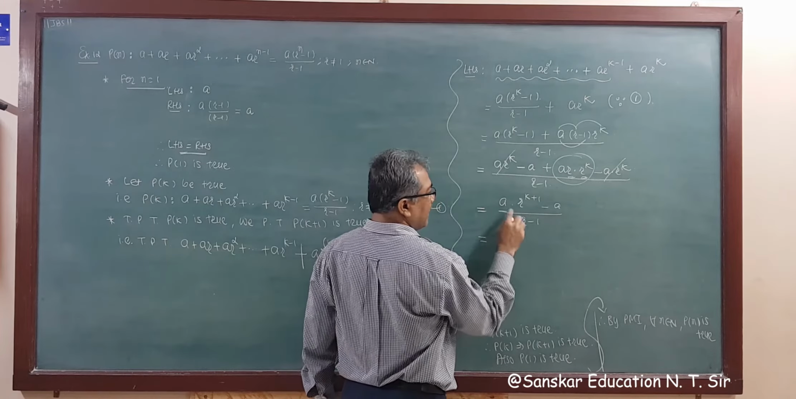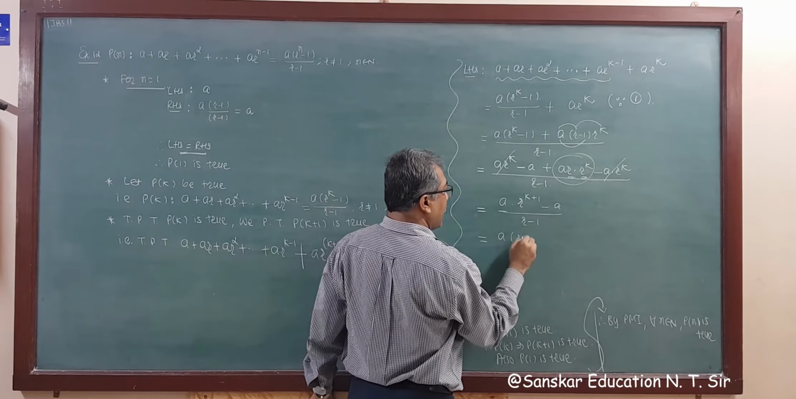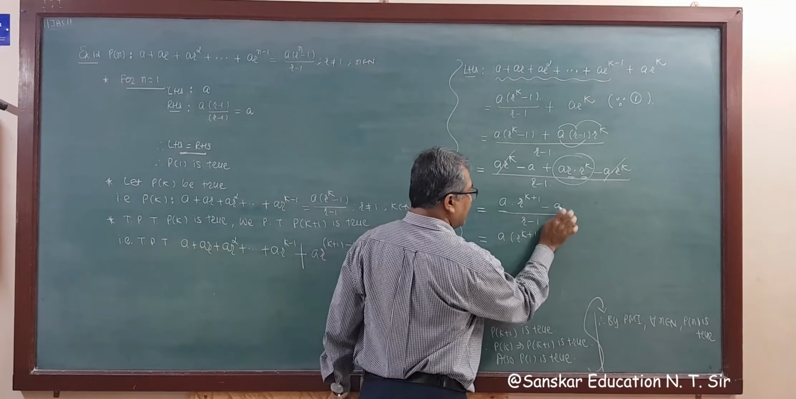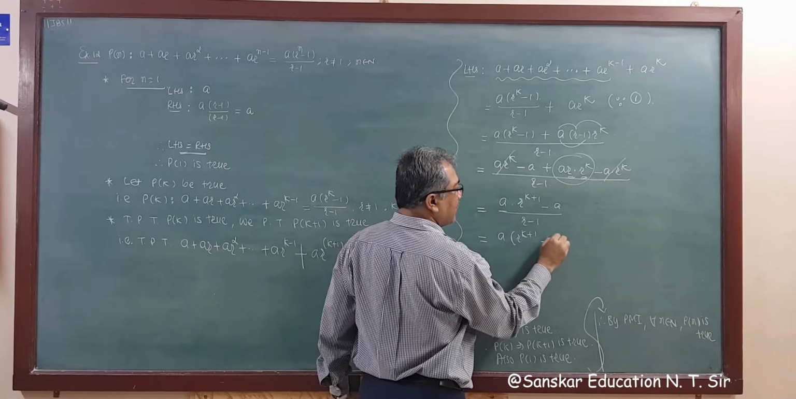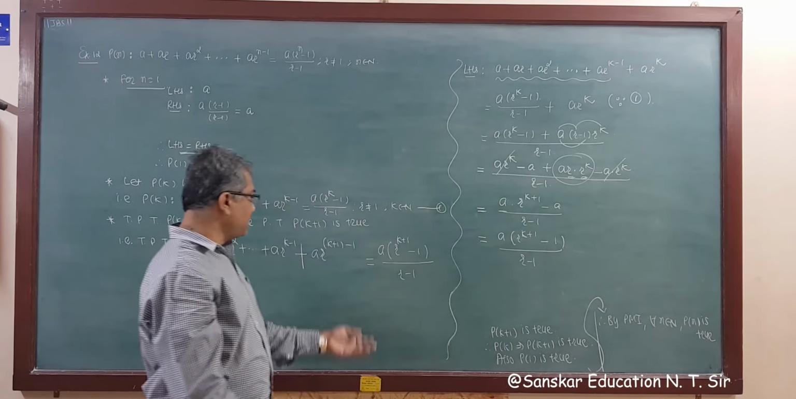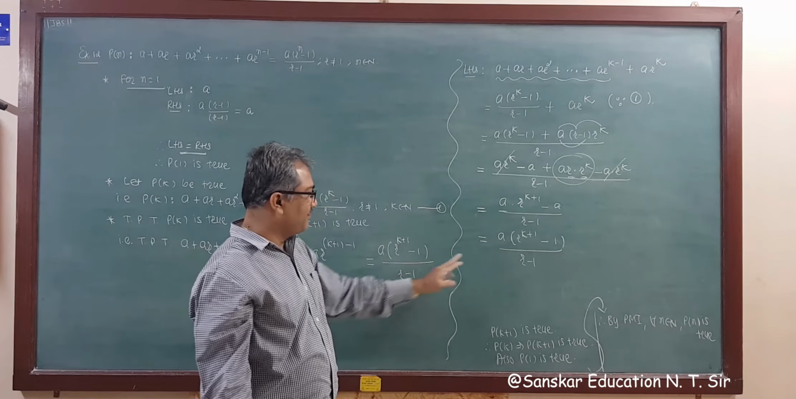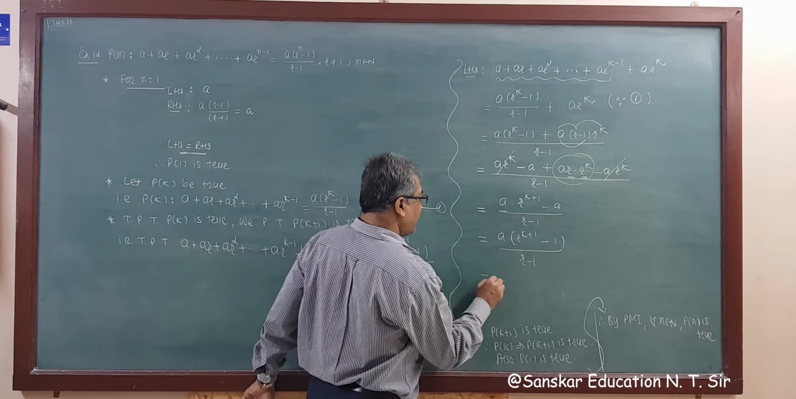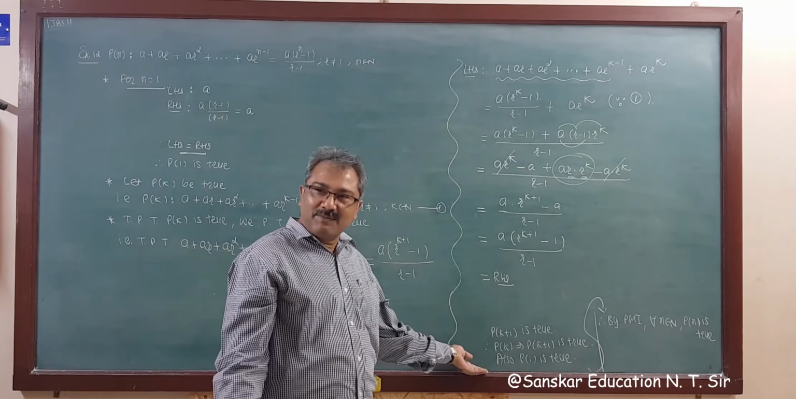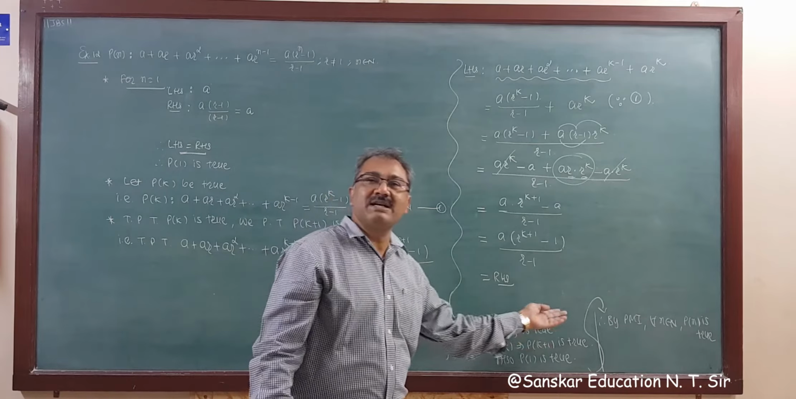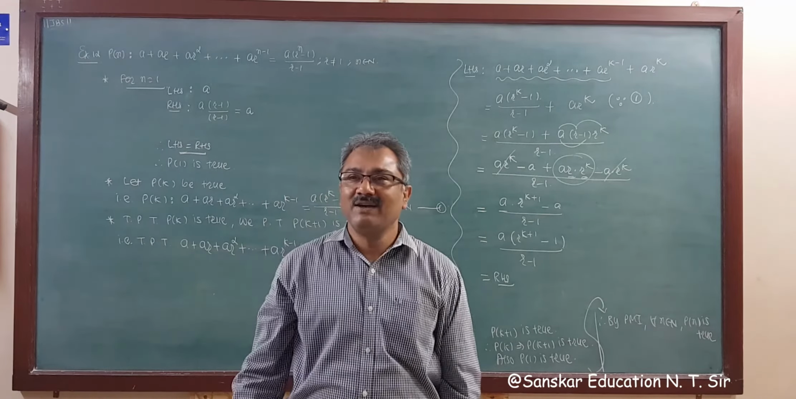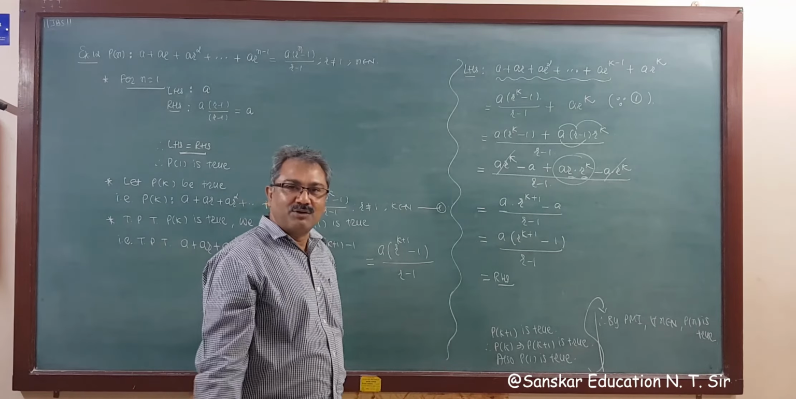So a is common, r^(k+1) - 1, whole upon r - 1. Now see here, what is this? Both are same, right? So this is your right hand side, and I have already got it. Therefore Pk+1 is true. Therefore Pk implies Pk+1 is true. Therefore also P1 is true. Therefore by PMI for all n belongs to N, Pn is true, right?